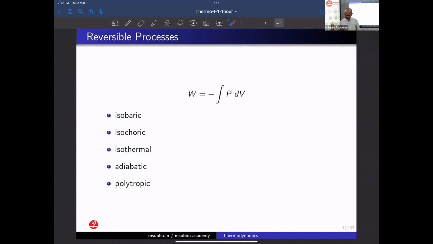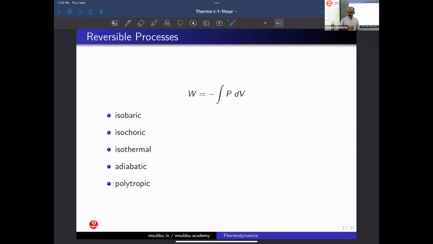Okay, what are the various reversible processes? Isobaric, that means P constant. Isochoric, which means V constant. In the case of isochoric process, the work is simply 0, right? And isothermal means constant temperature. And adiabatic, of course, it is a reversible adiabatic. So what is applicable for a reversible adiabatic? PV power gamma equal to constant.